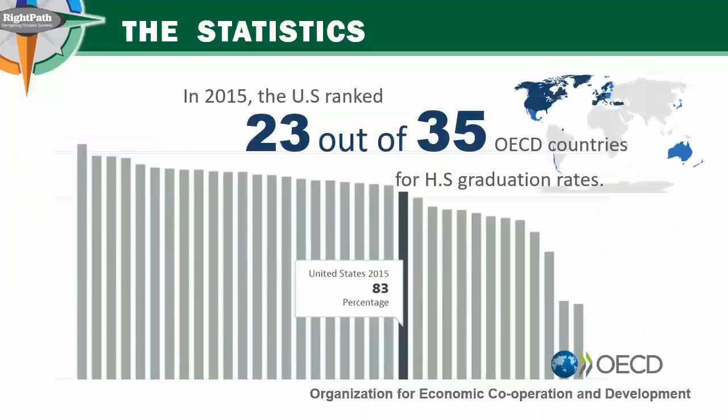So now, how does the U.S. compare to other countries around the world? Well, according to the Organization for Economic Cooperation and Development, the OECD, the United States ranked 23 out of 35 countries for their high school graduation rates. Some of the countries with higher graduation rates include Ireland, Russia, Japan, Canada, and Germany. And we're ranking 23, and our percentage is an 83% graduation rate.